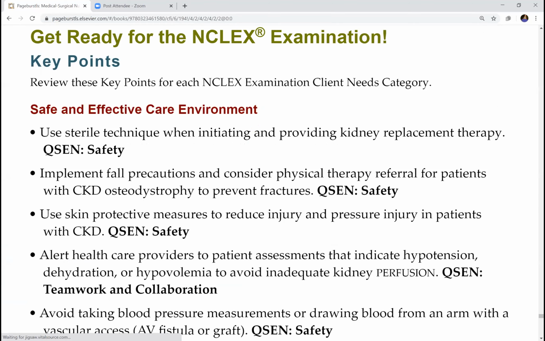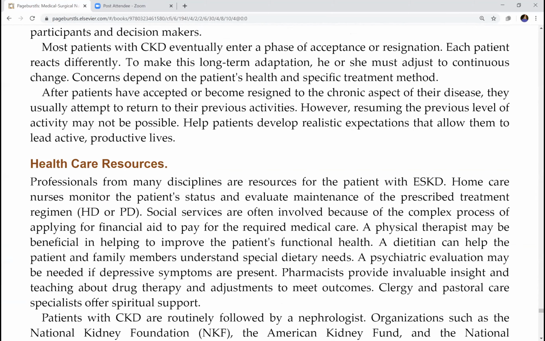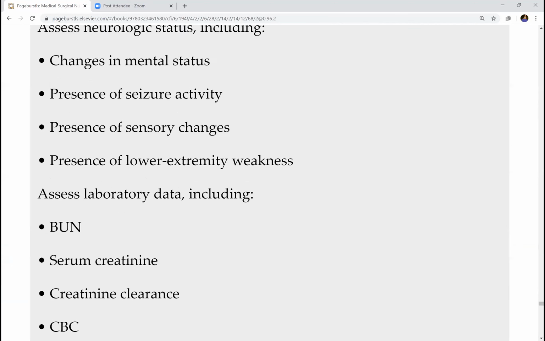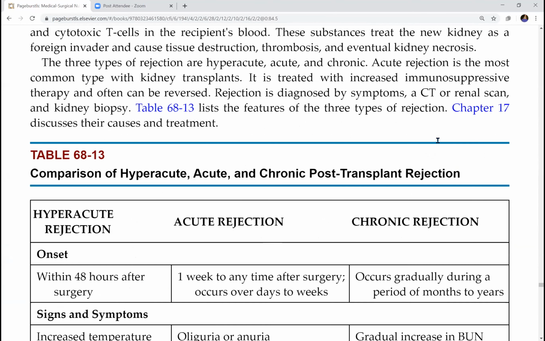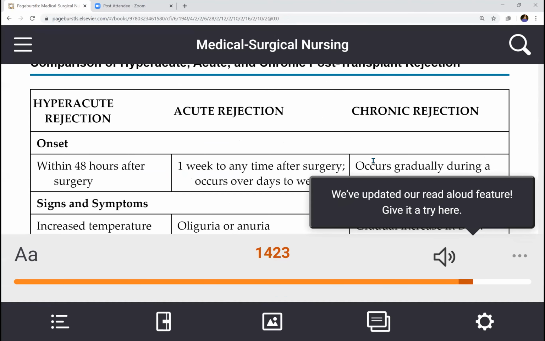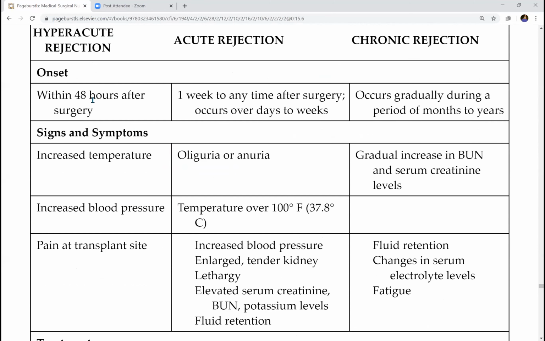Signs and symptoms of acute and chronic rejection. Hyperacute, acute, and chronic rejection is in the table on page 1423. So this is the perfect example of chapter 17.